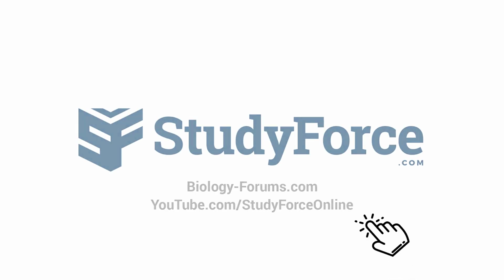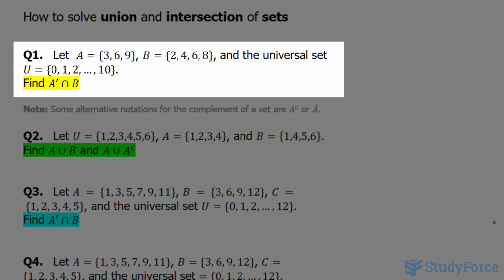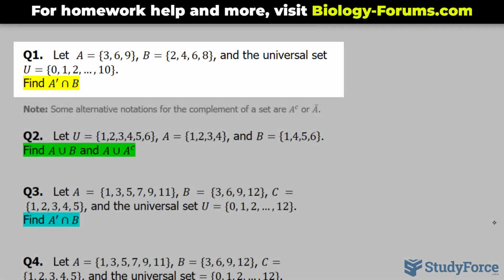In this lesson, I'll show you 4 examples on how to solve union and intersection of sets. Question 1 reads, let A represent this set, B represent this set with these elements, and the universal set goes from 0 to 10. We're expected to find the intersection between the complement of A and the set B.